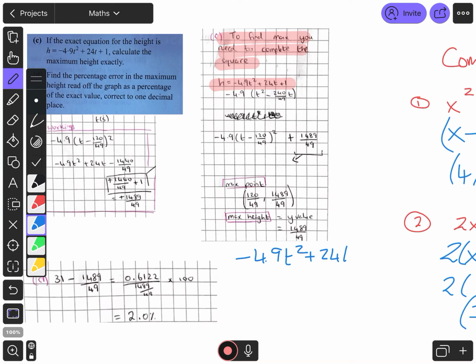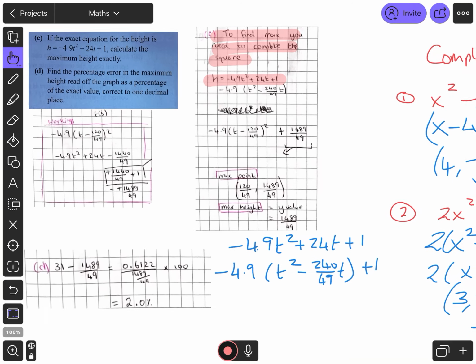T squared plus 24t and plus 1. So what you're doing is I need to get rid of this. I need to take out minus 4.9 because I wanted to just start with t. So I have t squared, makes it easier that it's positive as well. But what I need to do is take out 4.9 from that. So I need to divide that by 4.9. And that is where we're getting this number here, this fraction. And I'm just keeping it as a fraction because I'd rather a fraction than a decimal. And then the plus 1 is just stuck at the side.